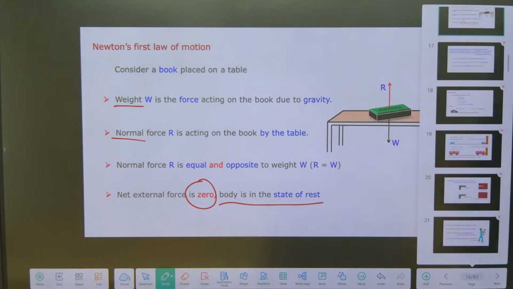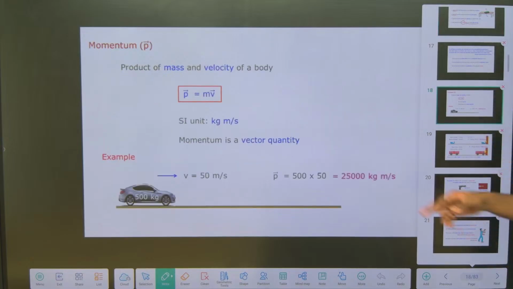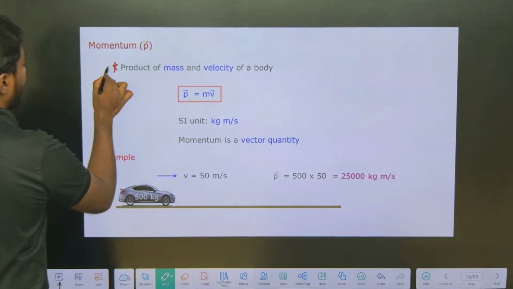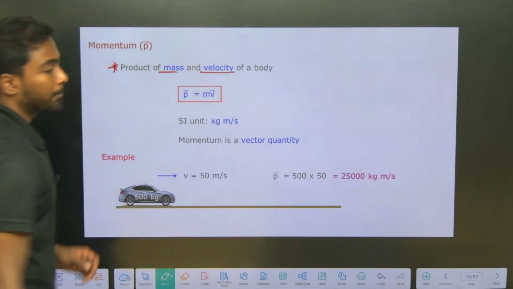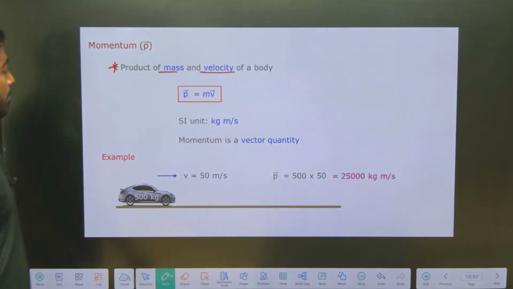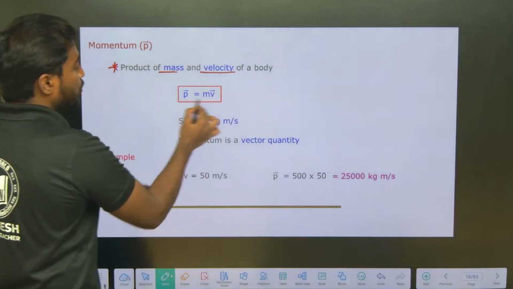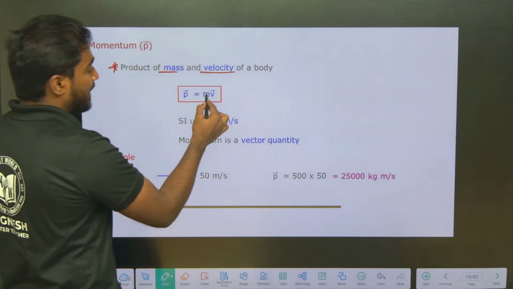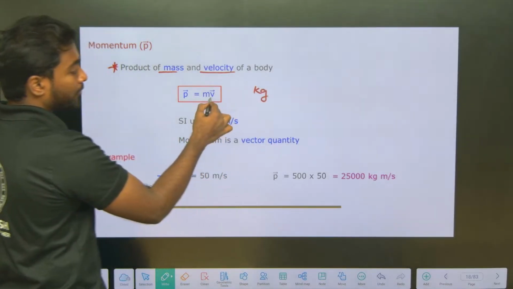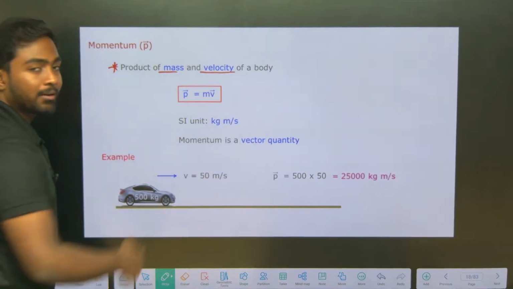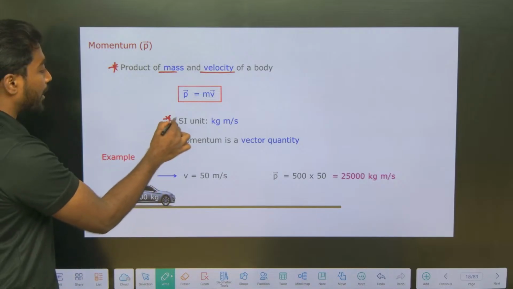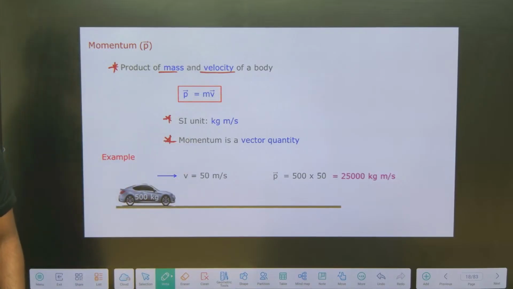Okay, so we'll see the next one. Next topic is momentum. Momentum is the product of mass and velocity. So P equals m into v. The SI unit of mass is kg and of velocity is meter per second, so kg meter per second is the SI unit of momentum, and momentum is a vector quantity.